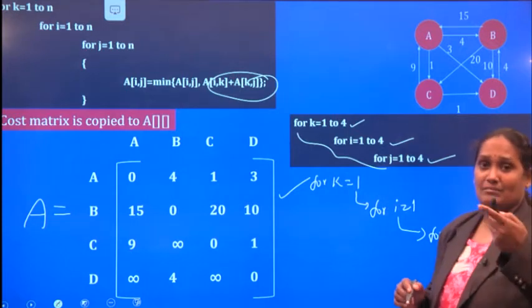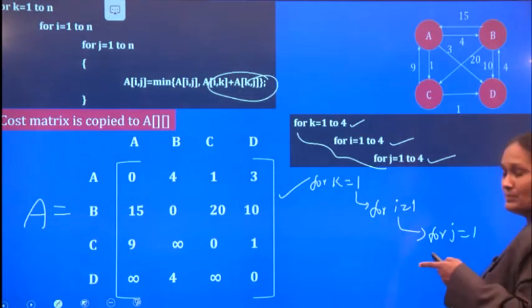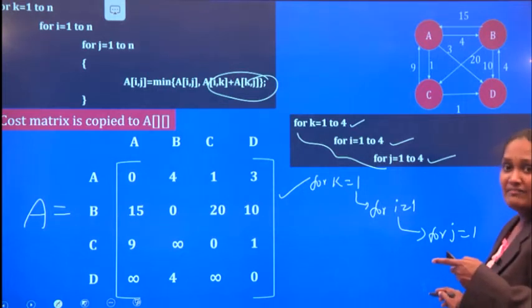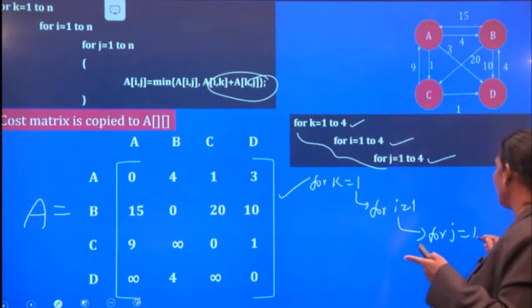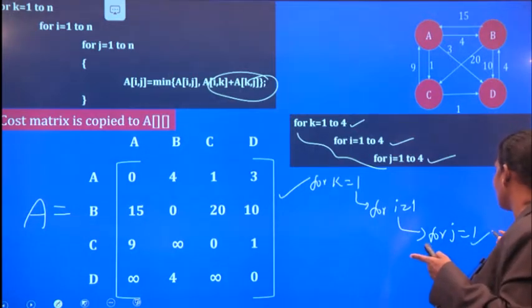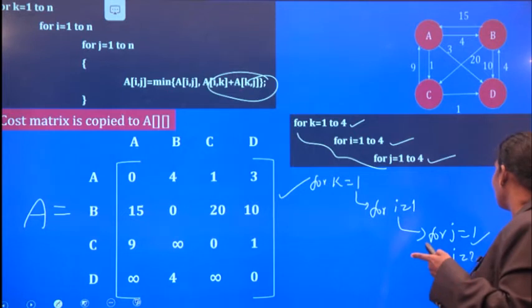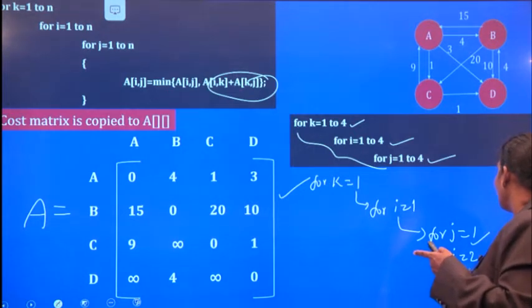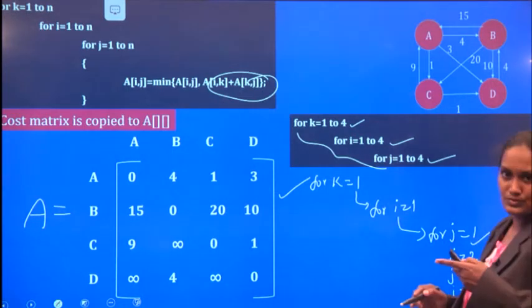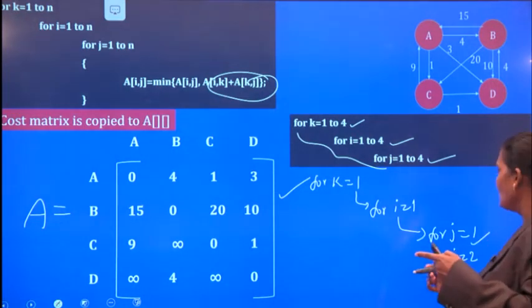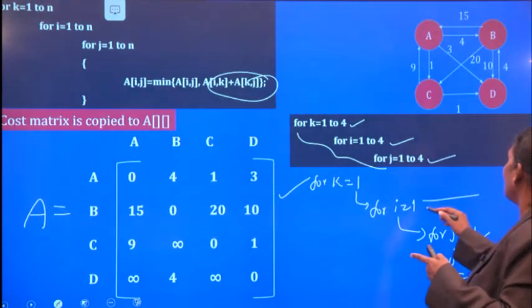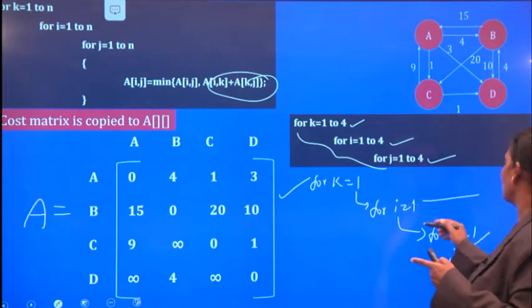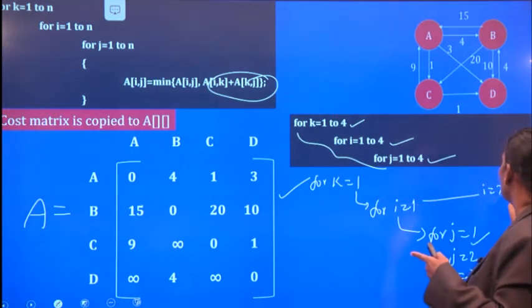Only when j becomes 4 can I come out of this loop. So first I analyze the algorithm for j is equal to 1, then for j is equal to 2, then for j is equal to 3, then for j is equal to 4. After j is equal to 4, we go to the upper loop. When I come out of this loop, when i becomes 4, that is, in the second case, i becomes 2.